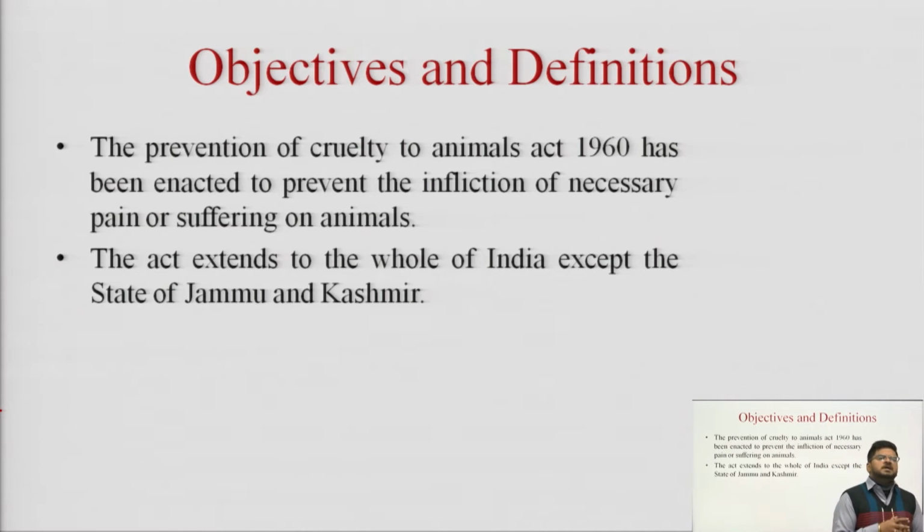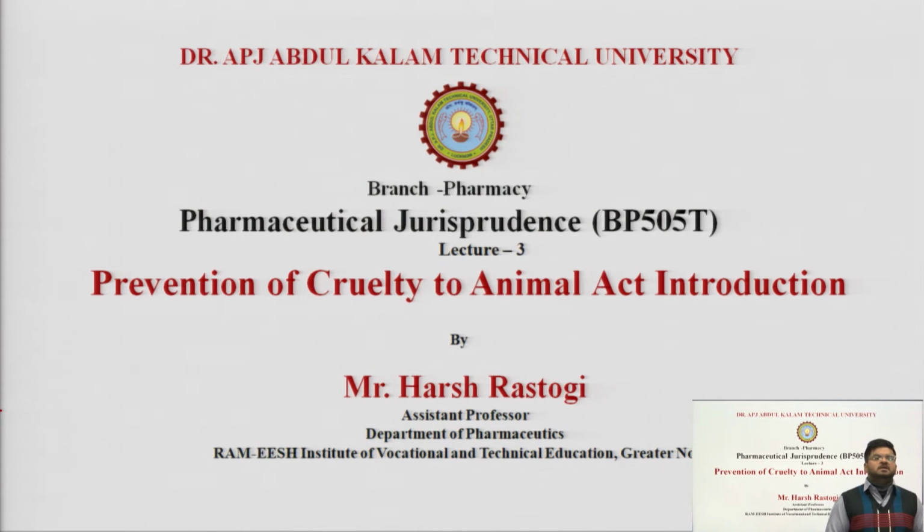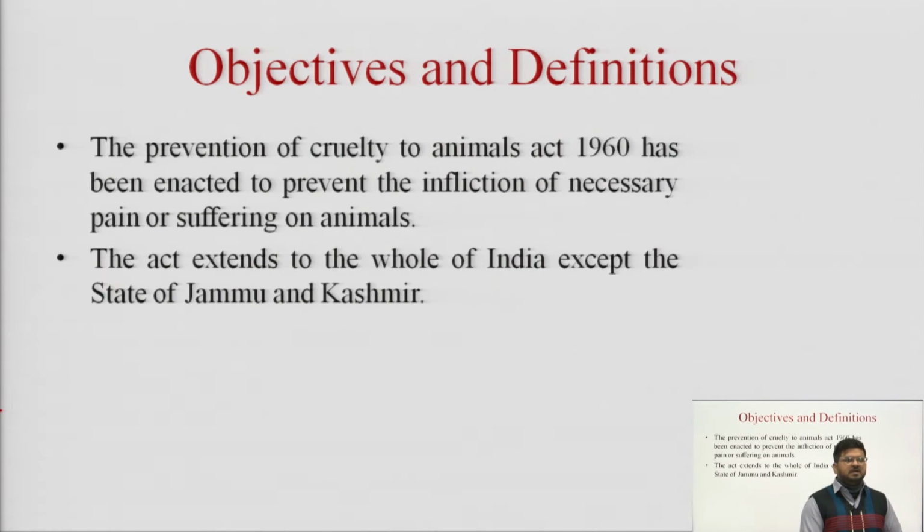So, to control this, to prevent the infliction of unnecessary pain or suffering on animals, we passed this act, which is called the Prevention of Cruelty to Animals Act. The Prevention of Cruelty to Animals Act was passed in 1960 with the objective to prevent the infliction of unnecessary pain or suffering on animals, and the act applies over all of India except the state of Jammu and Kashmir.